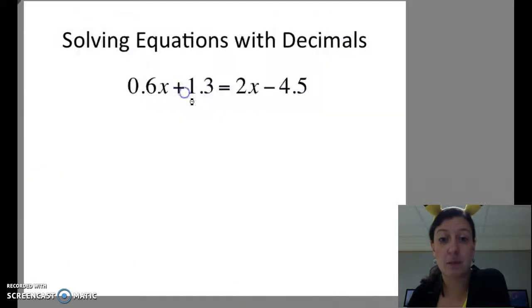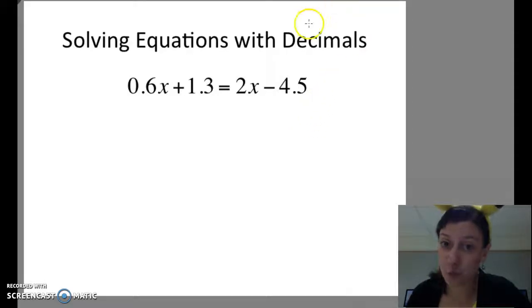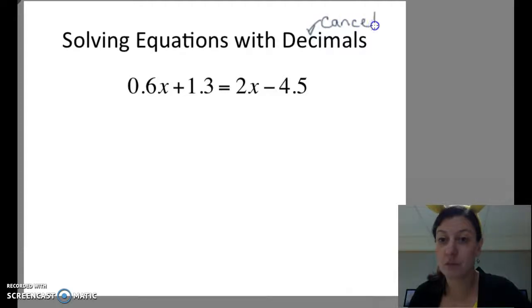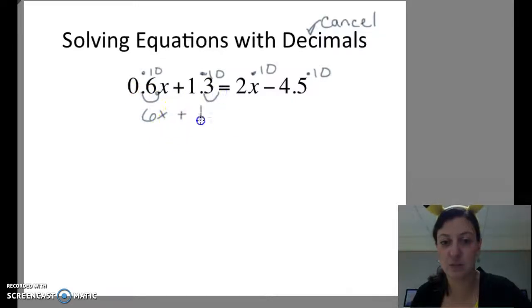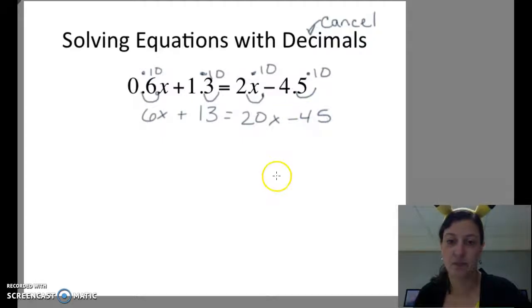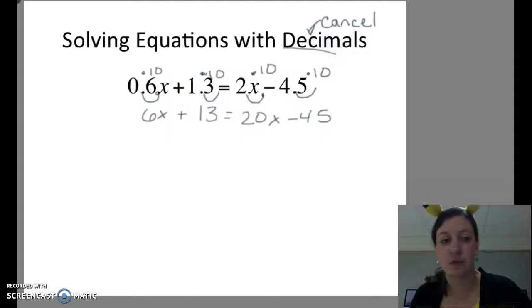Now this time we're talking about decimals. What's easier than working with decimals? Not working with decimals. So first thing we're going to do is cancel. So in order to cancel all these decimals, I have to multiply everything by 10. So that's 6x, because that decimal moves over once, plus, move the decimal, 13, equals, now this is going to be 20x minus 45.